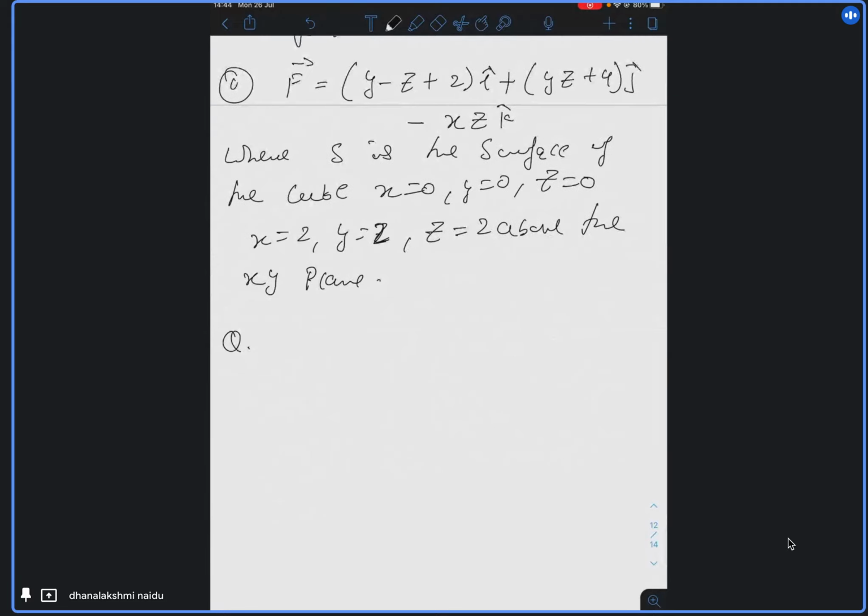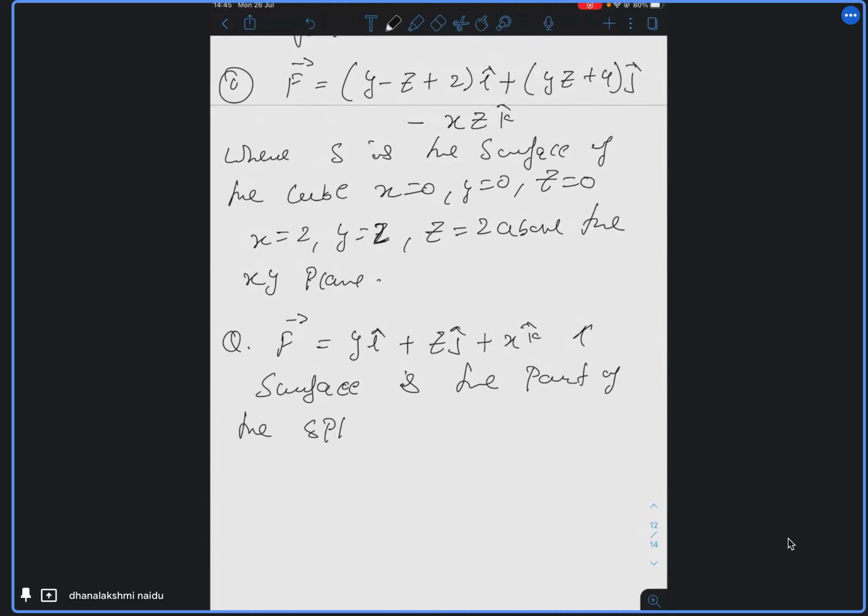Note down the second. For all the problems, you have to verify both RHS and LHS, you need to solve. So here f bar is yi plus zj plus xk, and surface S is the part of the sphere x square plus y square plus z square is equal to 1, again above the xy plane.